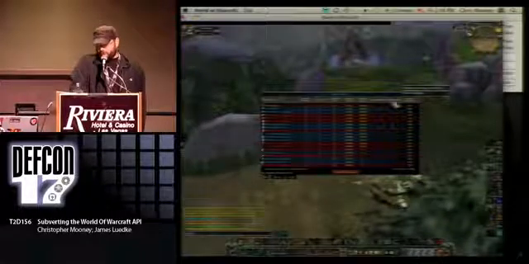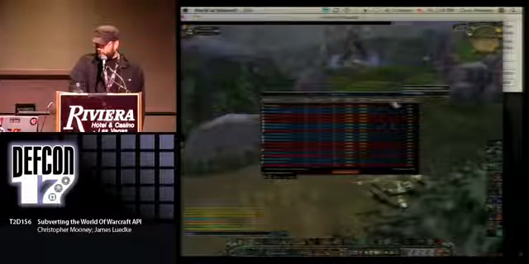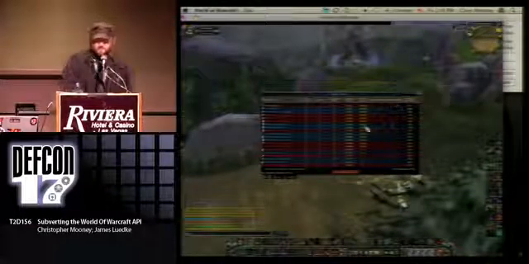So I want to note real quickly, he did 644,000 healing, and the closest Alliance was at 400,000. So. Yeah, that's pretty good.